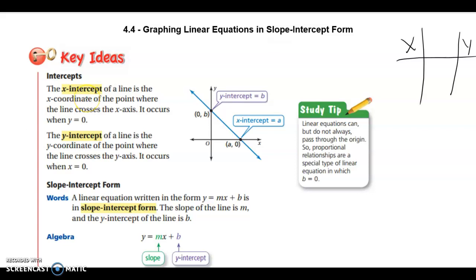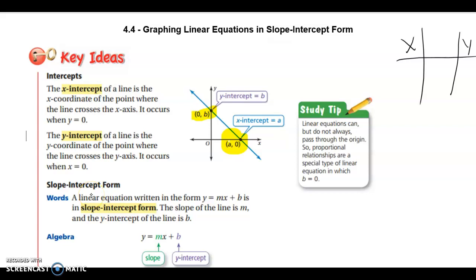So first, let's talk briefly about intercepts. The x-intercept, you can see right here, is shown by where a line crosses the x-axis. The y-intercept right here is shown, you can see it is where the line crosses the y-axis. Okay, so we're going to call the y-intercept b. We're not going to worry too much about the x-intercept at this point.